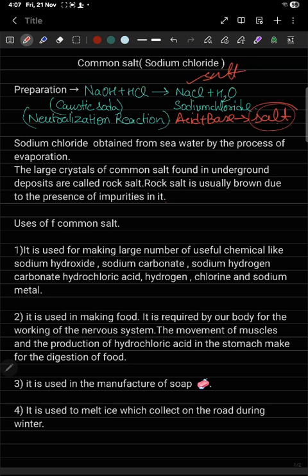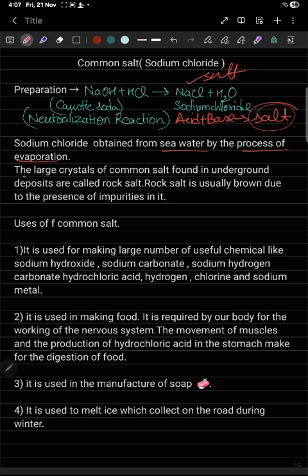We obtain the NaCl, sodium chloride, from the seawater by the process of evaporation. Evaporation means when the water moves from the surface of the salt by the help of the sun. That is considered as an evaporation process.